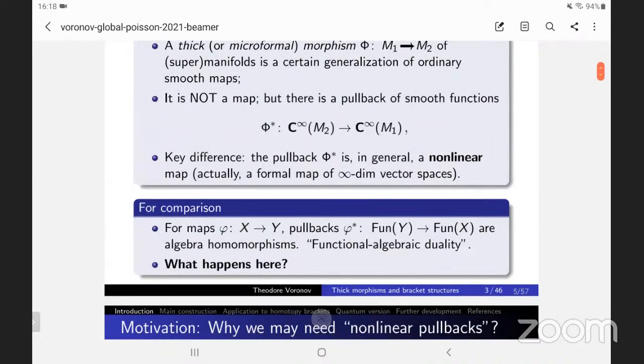For comparison, we know that ordinary pullbacks are algebraic homomorphisms. So we have a kind of functional algebraic duality. Spaces correspond to algebras, maps of spaces correspond to algebraic homomorphisms. So this immediately prompts a natural question: what happens here? What corresponds to this duality in this nonlinear setting? I will come back to this question at the end of the talk.